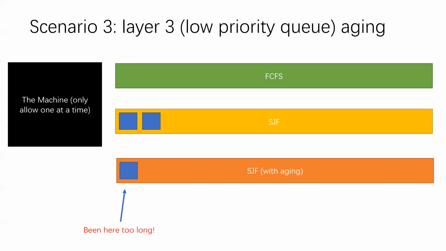Say, there's this process that has waited in the third layer for too long. We then move it to the second layer queue. But instead of adding it straight in, we sort the queue and put it in according to its length.